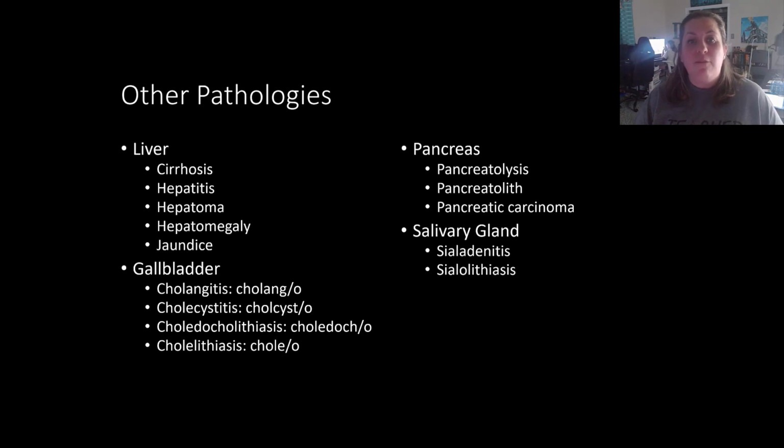The pancreas, we can have pancreatolysis, is where the pancreas is being destroyed. There are going to be stones developing in the pancreas, and then pancreatic carcinoma is a type of cancer. We also can see in the salivary glands, you can have sialadenitis, which is inflammation of the salivary glands. Sialolithiasis, which is going to be stones also developing in those salivary glands.